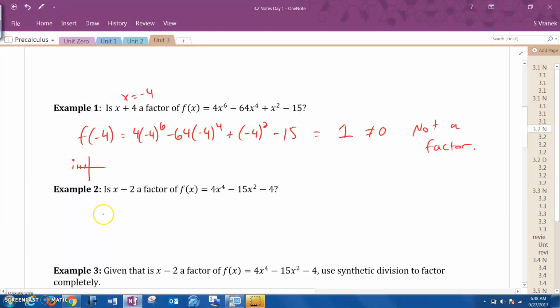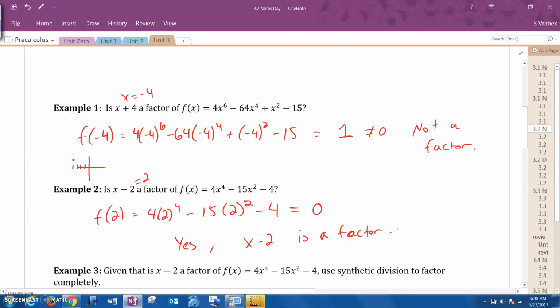So let's try it with this one. This will be x equals 2. So is f of 2 a factor? So we plug 2 in. That should be squared. Okay. So you get 64 minus 60 minus 4, which is 0. So since you get that there's no remainder, you can say that yes, the x minus 2 piece is a factor, because you got a 0.